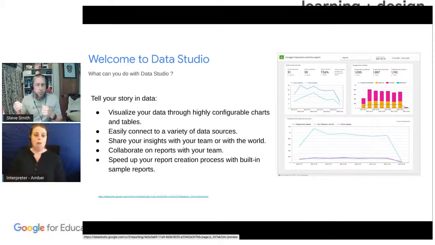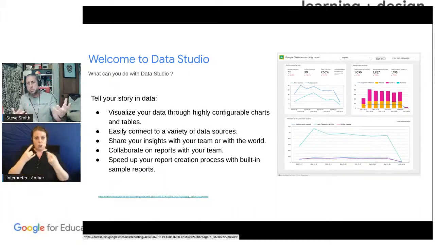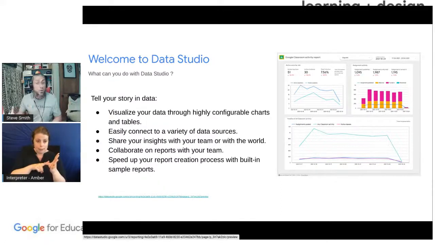So Data Studio, there's an example on the right there, and this is what's called the classroom activity report. It gives you a way to visualize data, and the data could come through BigQuery, where we pull data in from somewhere, or it could be as simple as visualizing what's on a spreadsheet. So you can connect this studio to lots of different data sources. You can share it with your team or with the world. You can collaborate on this. You can build templates and share the templates that people can then edit.